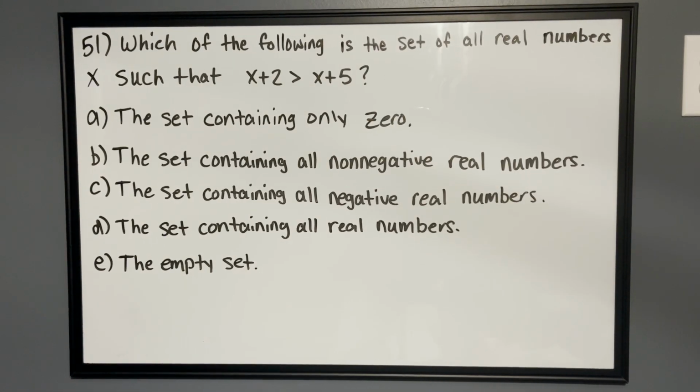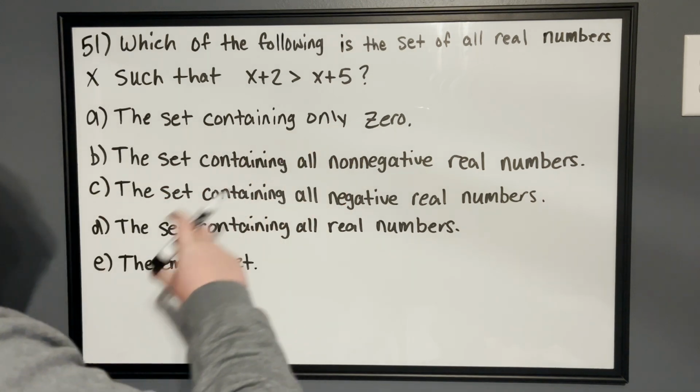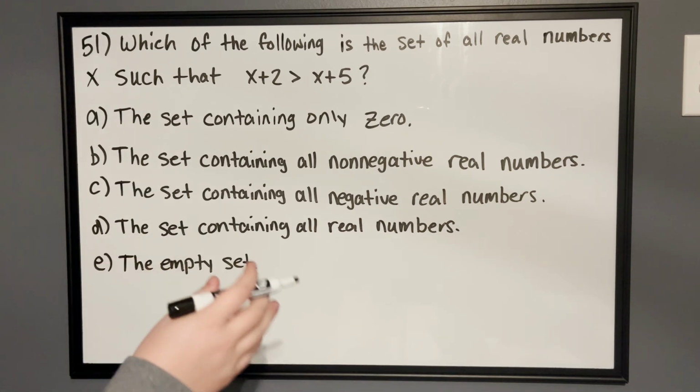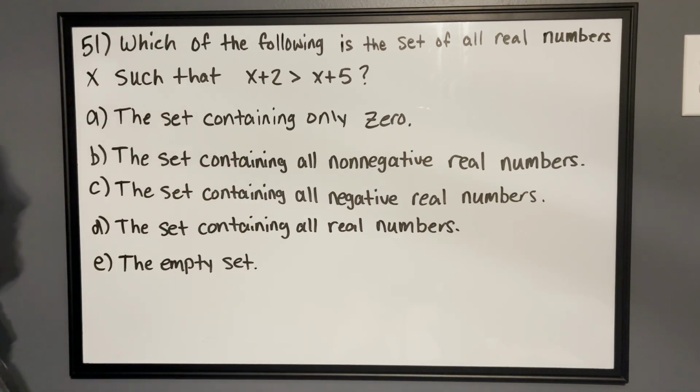All right, so now we're on to the final 10 questions. Here is number 51. It says, which of the following is the set of all real numbers x such that x plus 2 is greater than x plus 5? Now, you might look at this and think, oh, let's try to plug in random values. If we plug in 0, we get 2 is greater than 5. We know that's not true. We could just go on plugging in all of these values, but we could also try to solve for x. So let's do that.